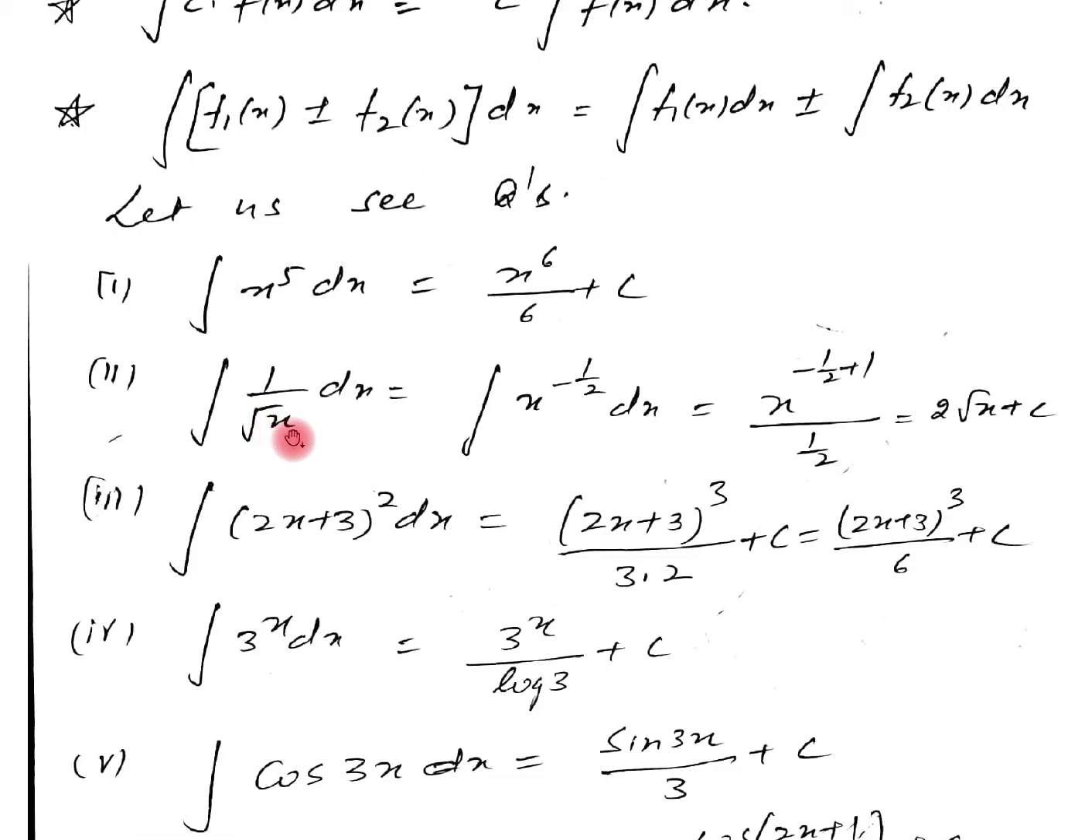Next is the integral of 1 upon under root x dx. Now 1 by under root x can be written as x raised to power minus 1 by 2. Integrating it, we get x raised to power minus 1 by 2 plus 1 upon minus 1 by 2 plus 1, which is 1 by 2. So it can be written as 2 under root x plus c.